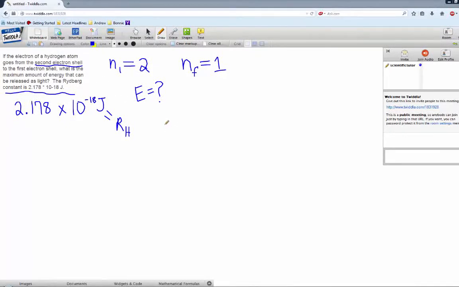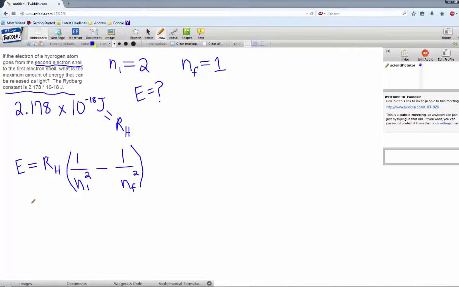Now, what is the equation that fits all of these? The only equation that fits all of these is energy equals the Rydberg constant times 1 over the energy level initial squared minus 1 over the energy level final squared.